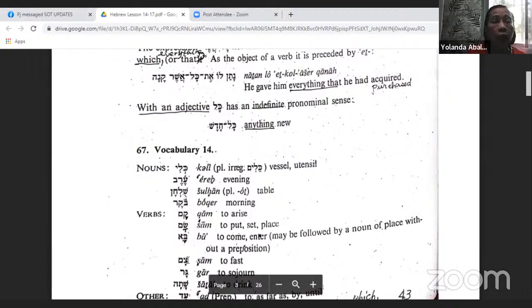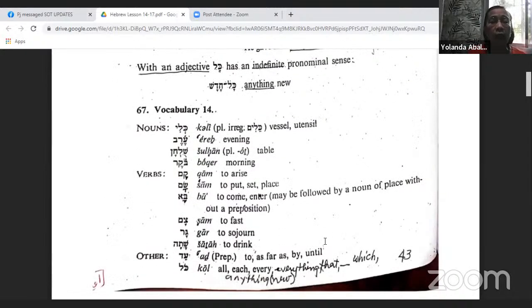Itong charm na ito ay gumagamit ng chaday, comets, and then final M. Ito ay charm. It means to say, he fasted. He fasted, nag-ayuno siya. Alright. Itong isa, some. He put there. He placed there. Yung isa naman, sham. Ano yung siyam? There. Ito naman, siyam. He fasted. At ang kasunod, gar.